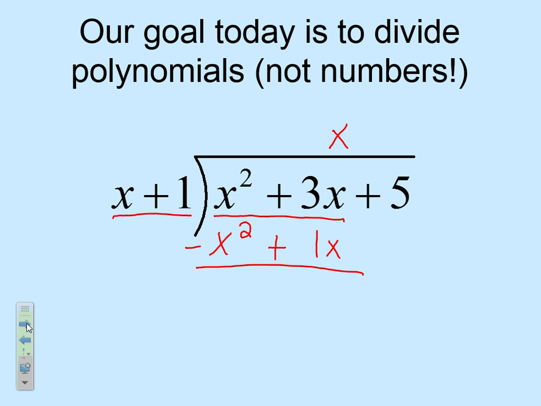Then we could subtract them. These would cancel. Here we would get 2x, and then we would bring down our 5. Now, this is what we used to have to do in order to solve our polynomial. We would work this all the way through, keep going, figure out what goes into everything. But we are going to make life a lot simpler instead of doing long division.